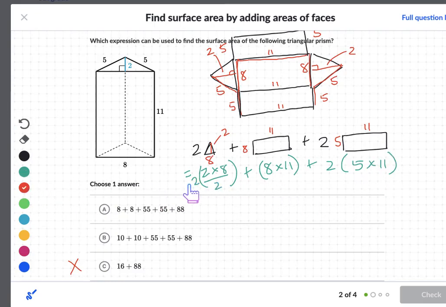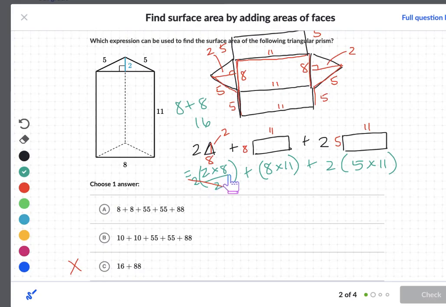So the good thing about this is a divide by 2 and a multiply by 2. Those cancel each other out. 2 times 8 is 16, because we divided by 2 and then we multiplied by 2. So we end up with just a 16. So together those two triangles are 16. Separately, they would be 8 plus 8. So each of those triangles is 8.